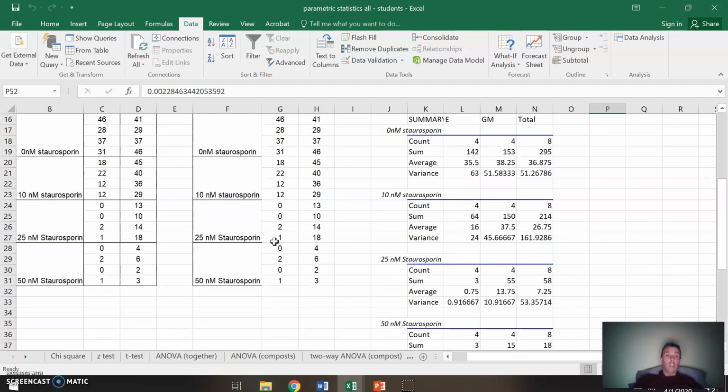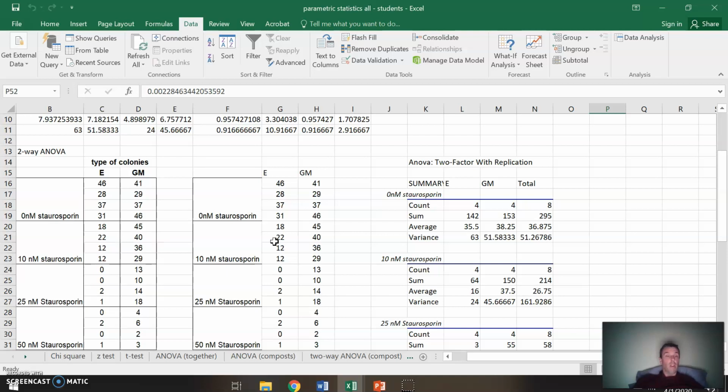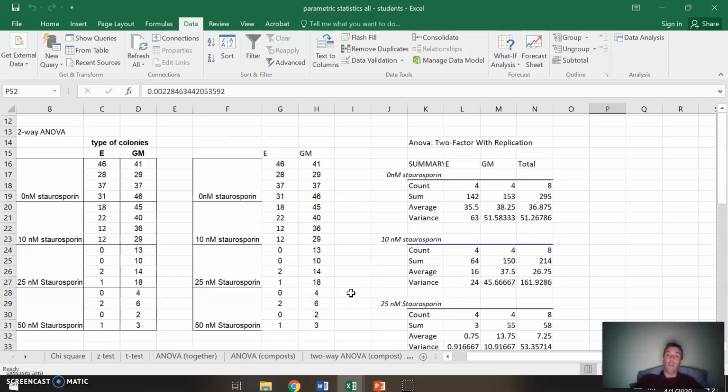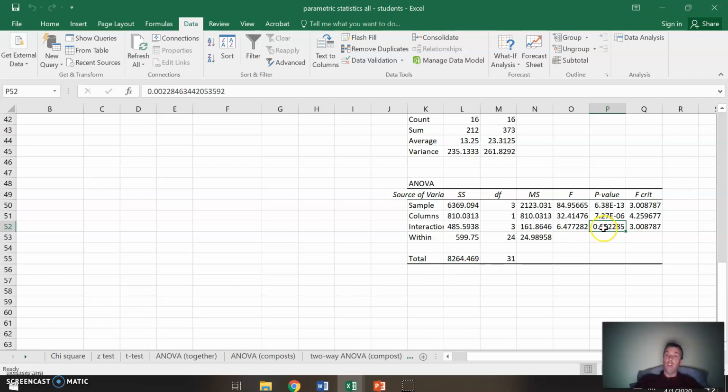What that means is that the staurosporin appears to work better or differently on the 2 types of colonies. We can kind of see that. Initially, we had about the same number of E and GM colonies, but as we added staurosporin, it affected the E colonies at a much lower dose than it affected the GM colonies. So the staurosporin did indeed have a different effect depending on which type of colony we were talking about, and therefore there is a significant interaction. We rejected the null hypothesis that there's no interaction.